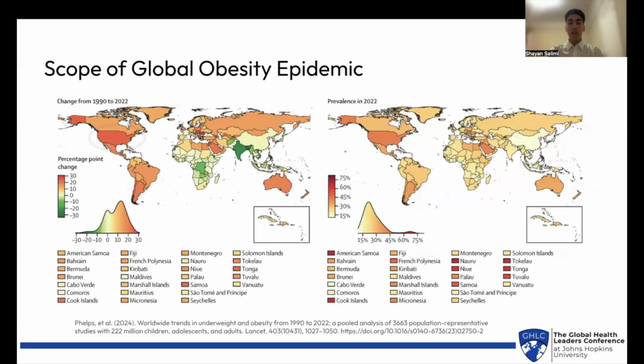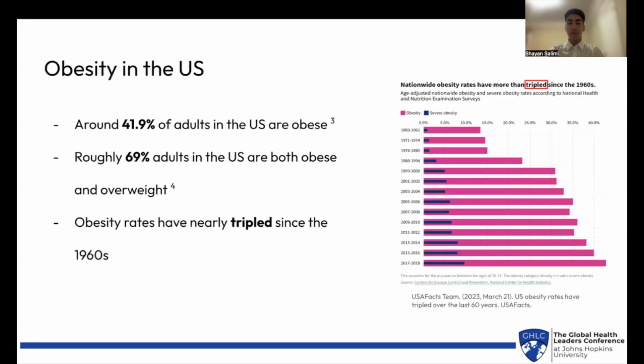In both charts, the US seems to be one of the countries most affected by obesity, and it is continuing to grow at some of the highest rates globally. Currently in the US, around 41.9% of adults are obese, which is the highest it has ever been, and around 69% of adults are considered obese or overweight, which is over 2 in 3 people. Additionally, these rates have nearly tripled as well since the 1960s and are continuing to grow.